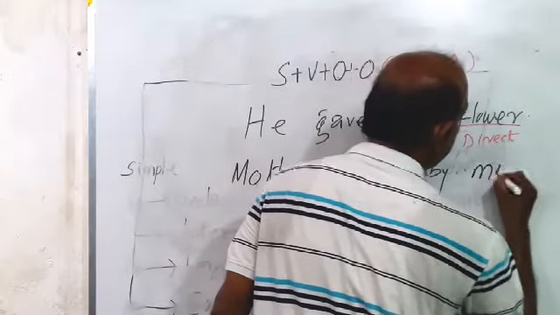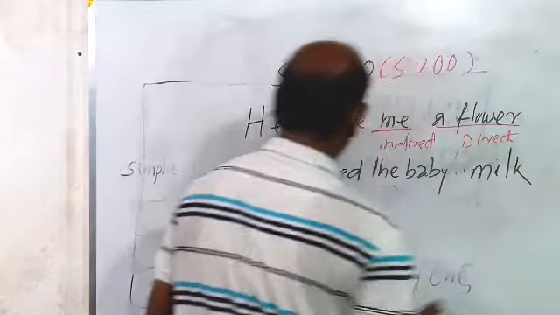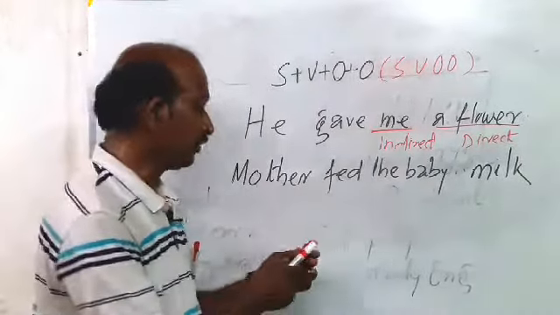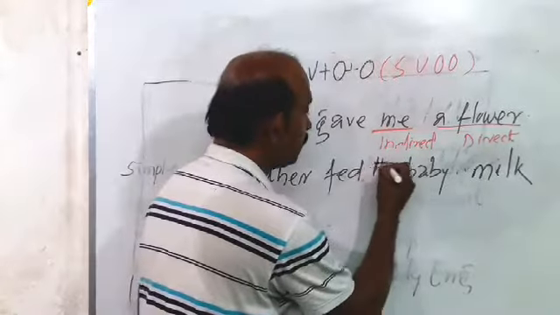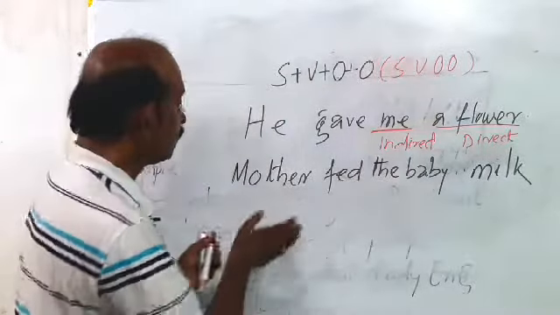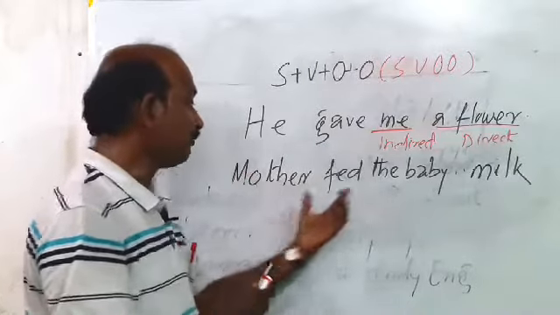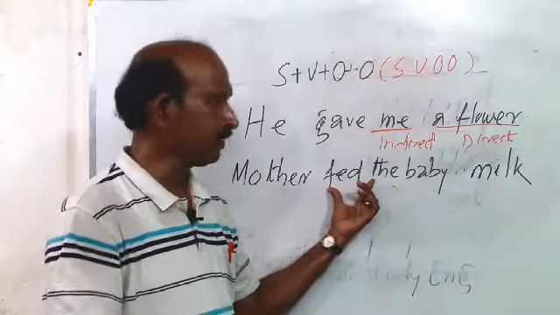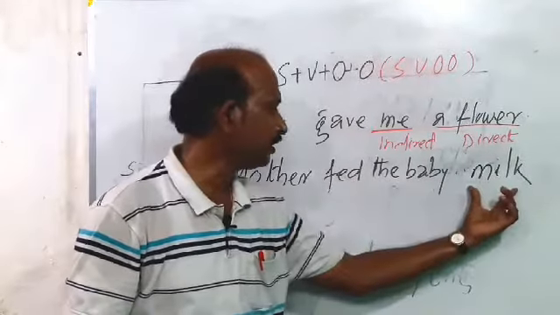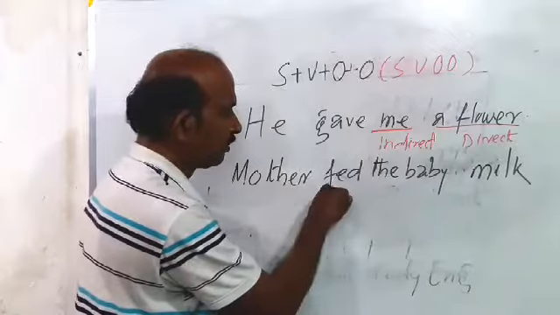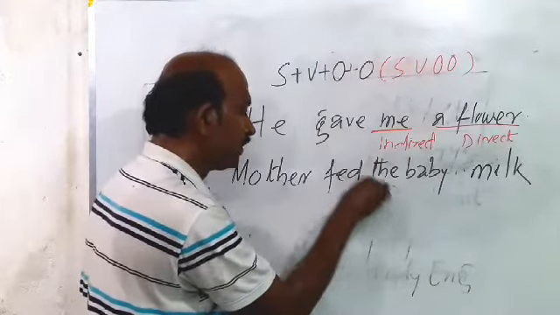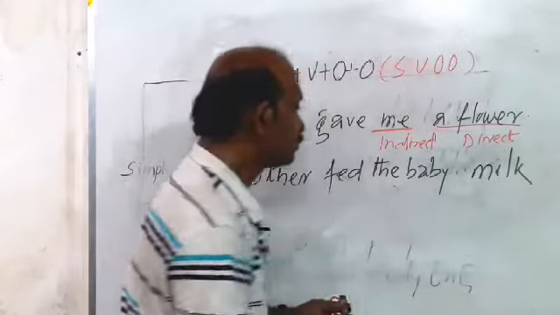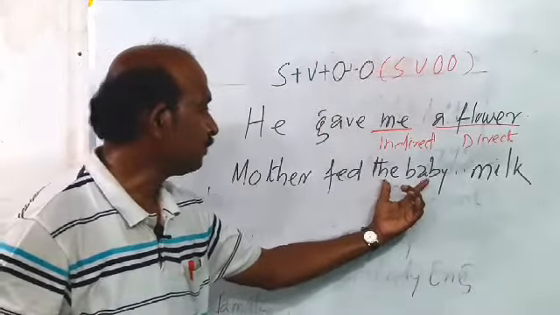Mother fed the baby milk. In this sentence, follow, mother fed the baby milk. Here, mother is the subject, and fed is the past tense of feed. This feeding passes over the word baby and also milk. So there are two objects here, the baby and milk.